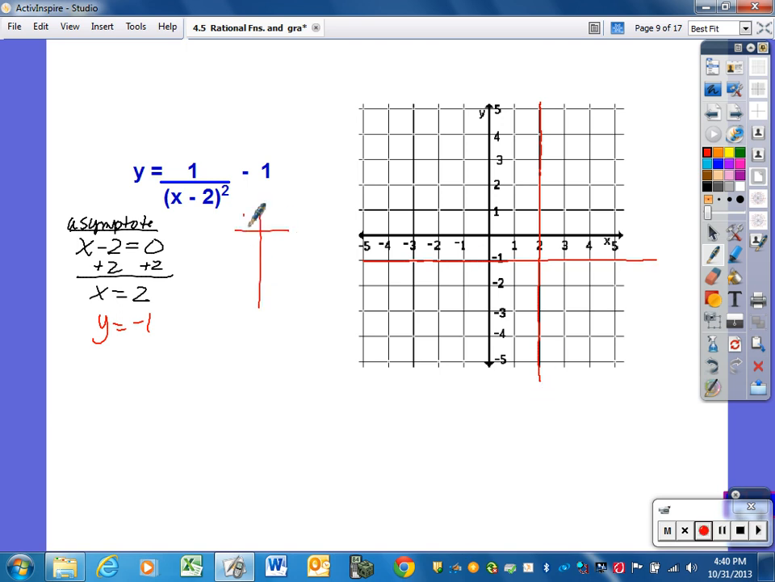Now I do my parent function. 1 over x squared. 1, 1, 2, 1/4, 1/2, 4. And the negatives. Negative 1, negative 1, negative 2, positive 1/4, negative 1/2, positive 4. So from my new origin, 1, 1, 2, 4, 1/2, 4. Oops, that was 2, 1/4. Let's erase that one. 2, 1/4.